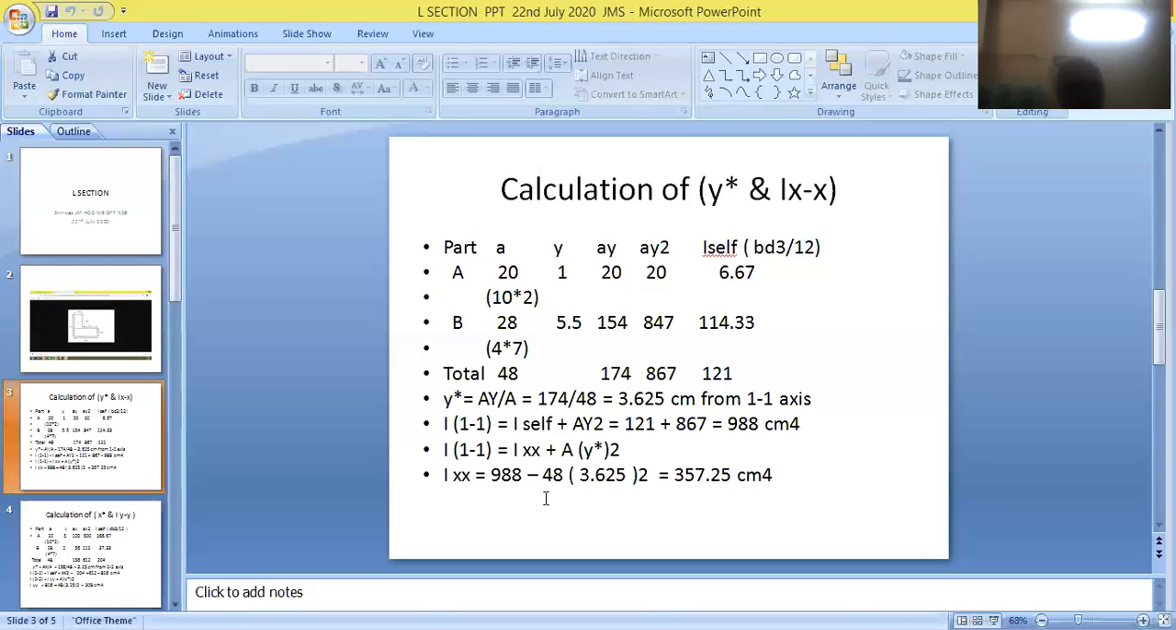So make these calculations. It's 988 minus 48 into 3.625 whole square. So make all these calculations. So it will be coming to 357.25. So friends, IXX is given as 357.25 centimeter 4. So friends, this is the way of measuring.